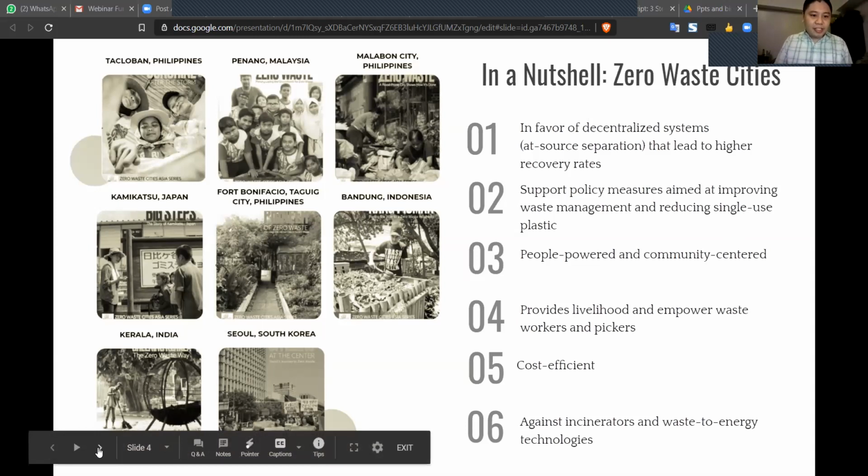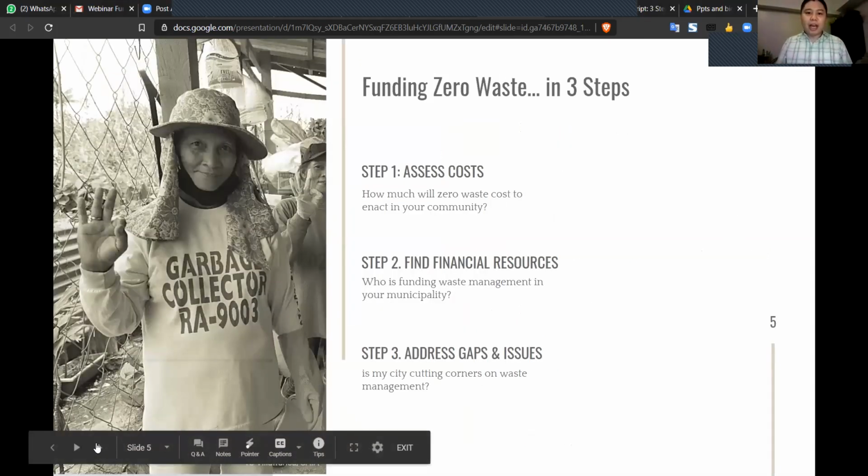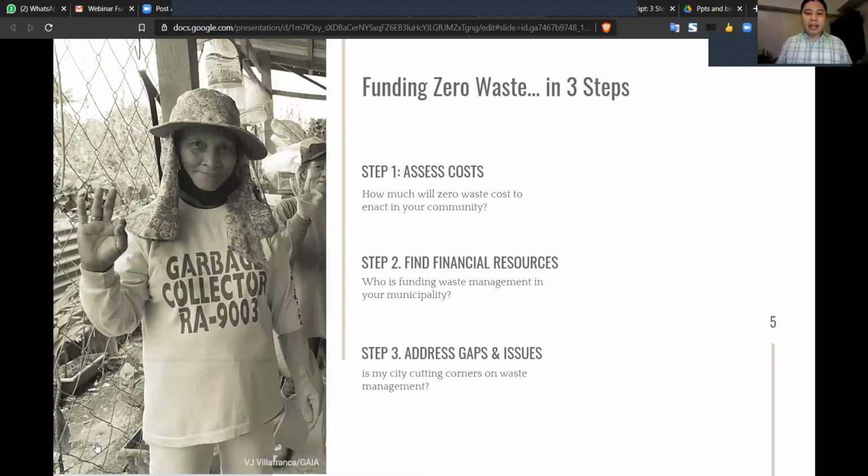And the next, for the first step or the 3 steps, I'll go through these 3 steps and later provide an example about the Philippine case. First, step one is assessing the cost. It answers the question, how much will zero waste cost to enact in a particular community or a city. Zero waste, while it is cost effective, is not for free. So, I mean, you still need to pay for infrastructure, you need to pay collectors, you need to pay for education programs to make these programs work.